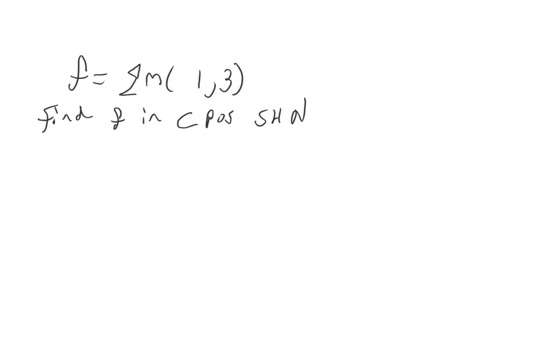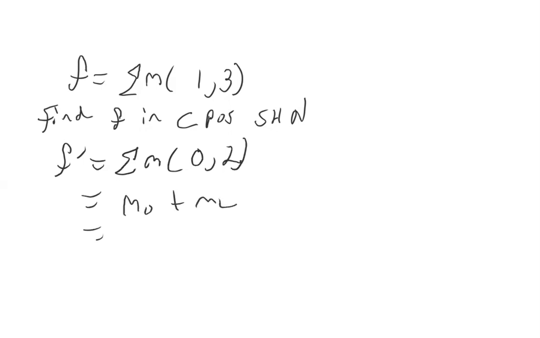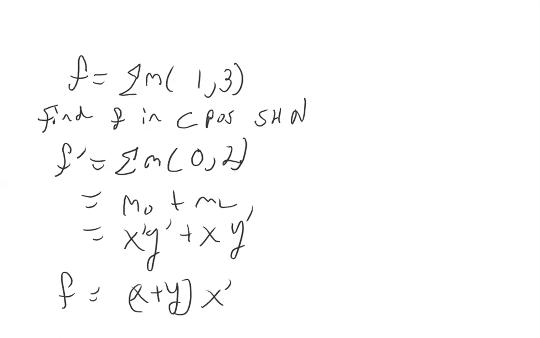A couple of ways. One thing I could do is I could try and find F prime at 0 and 2. Then I could write it out as M0 or M2, which I could then write out as, and now I can write out F as being equal to, and that will give me a canonical product of sums. So that's a way in which we can take a canonical sum of products and turn it into a canonical product of sums.